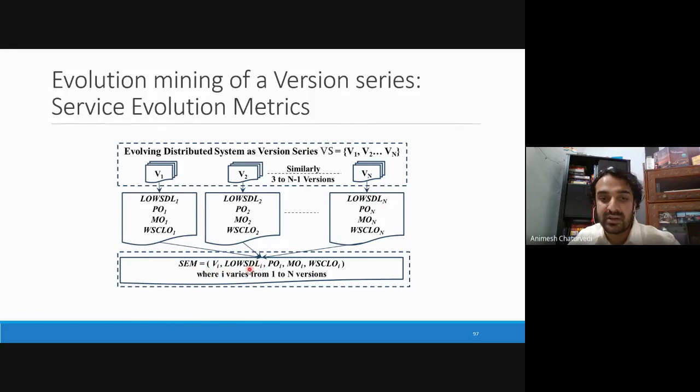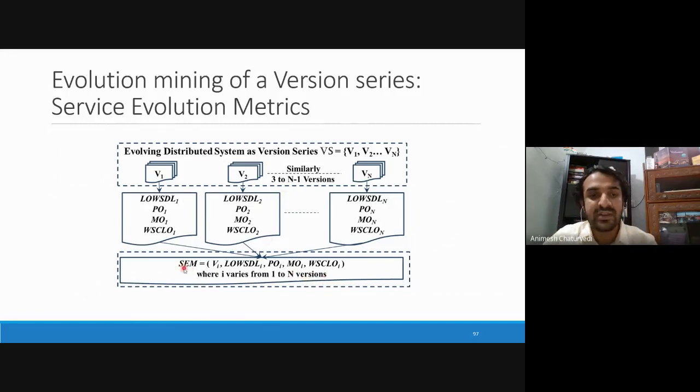SEM, WSDL, PO, WSLO, MO for the ith version, and this i varies from 1 to n. For the evolving distributed system, you have different versions, and for each version you have four different parameters, and you can define those four parameters for different versions over i varying from 1 to n. So this is what is the service evolution matrix.